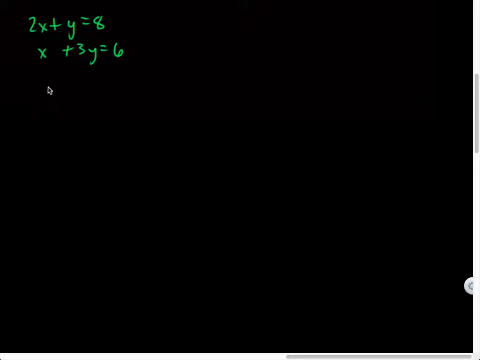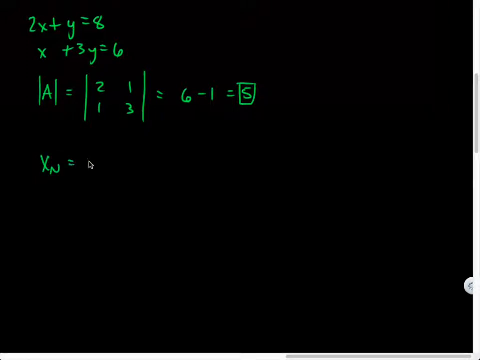Why would you say that? So let's see. The determinant of matrix A would be the determinant of 2, 1, 1, 3. So that's 6 minus 1 or 5. All right, that's my denominator. The x numerator would be the determinant of, I would replace the x column, I'm sure you guys remember, with the right-hand side. But of course. 8, 6. Okay, so 8 times 3 is 24, minus 6 is 18.